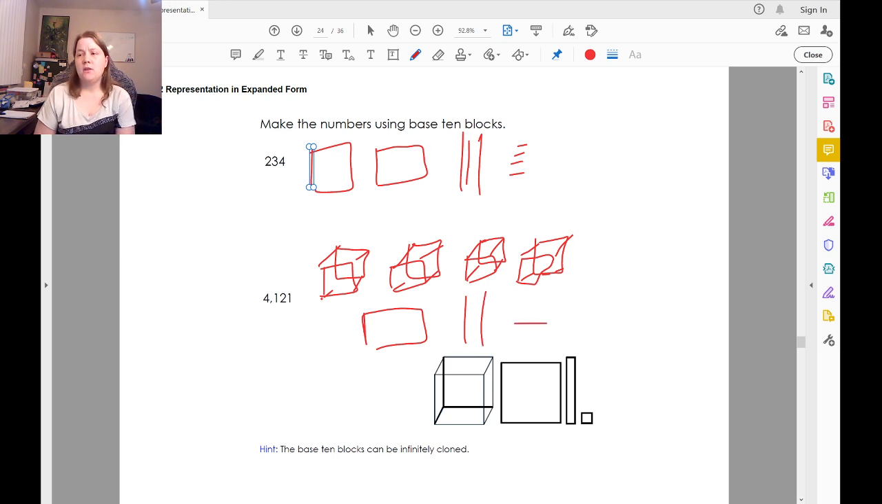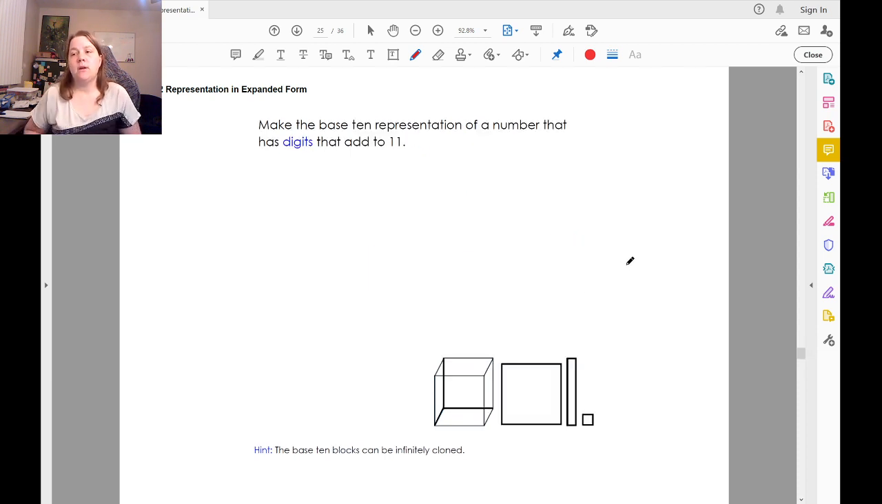4,121. And you can see that here we had 1, 2, 3, 4, 5, 6, 7, 8, 9. So when we added up the digits before, we got 9. And here we have 1, 2, 3, 4, 5, 6, 7, 8. So when we added up from before, we got 8. So adding up the digits just tells us how many pieces we're going to use if we use base 10 blocks. Now, they want you to use base 10 representation, those same blocks, for a number that has digits that add up to 11. So make a number using 11 blocks.